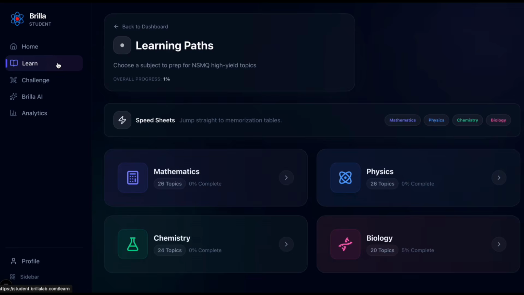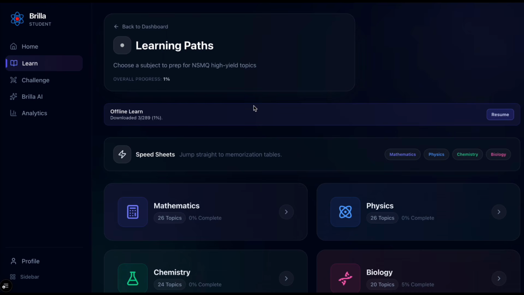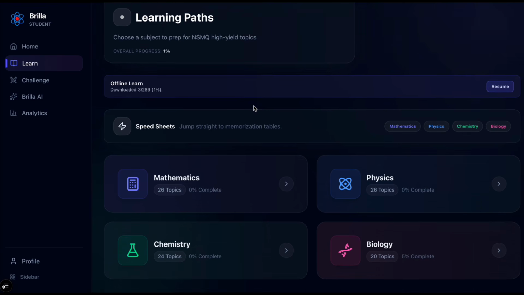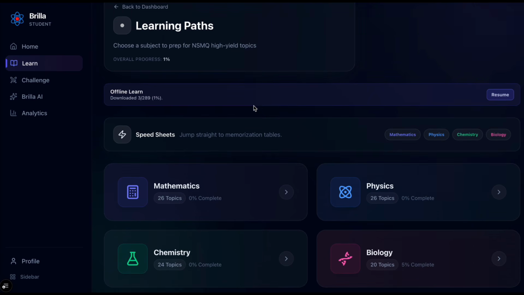So a quick recap. Let me go to the learn page. If you go to the learn page, the app is organized in subjects, levels, and there are various sections. The section here, where my cursor is right now, is called the speed sheets feature. It's a bunch of memorization tables, tricks, and shortcuts for NSMQ that help you solve fast and beat the speed race. So if you know these constants, values, and trends that you need to memorize, they would help you solve very fast.